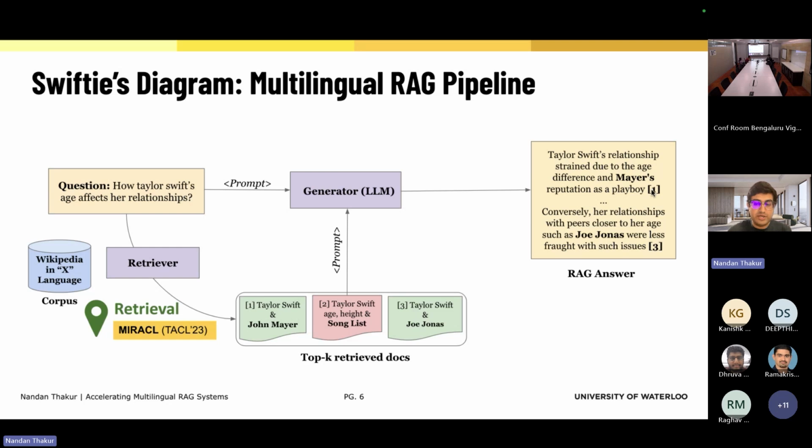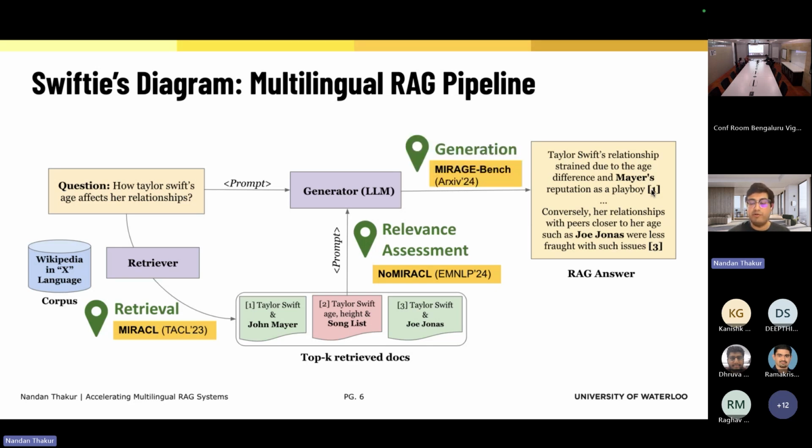So the first part I'll be talking about is retrieval. This comes in this area, which talks about multilingual retrieval and how we can evaluate different retrieval systems on that. The second part is relevance assessment, where given a question and a list of top K retrieved documents, we evaluate whether the generator model really understands that these top K documents as a subset will be able to answer the question or not.